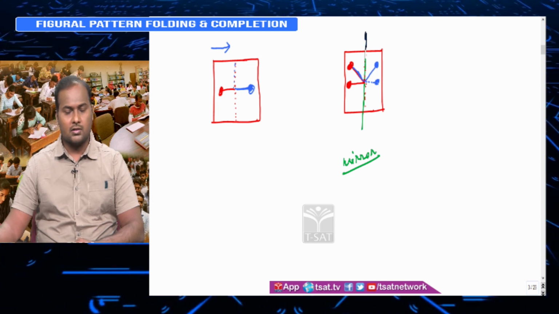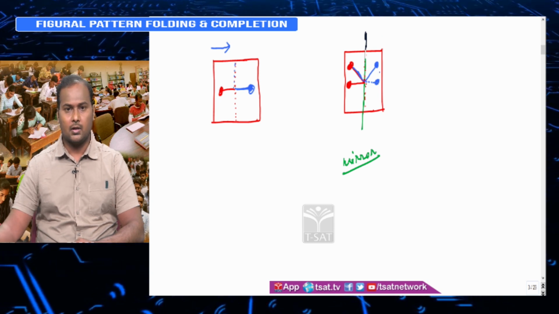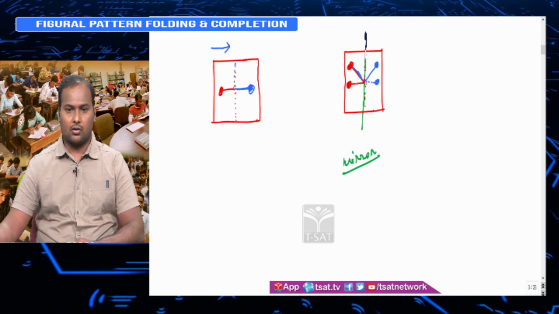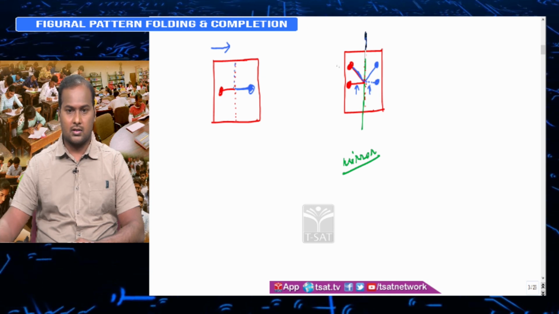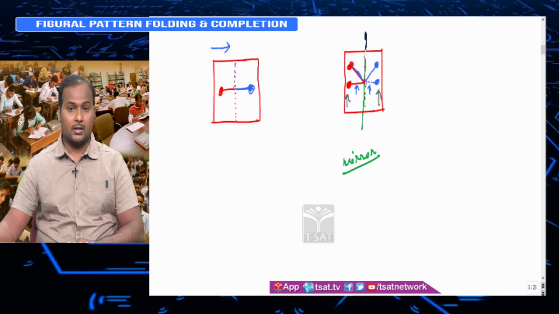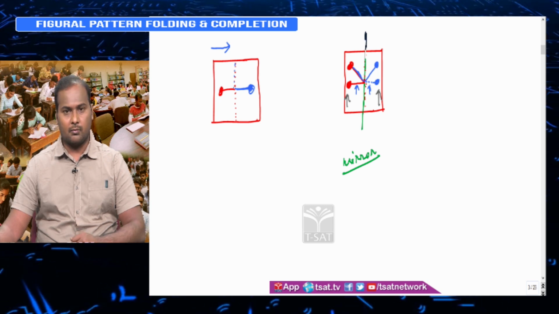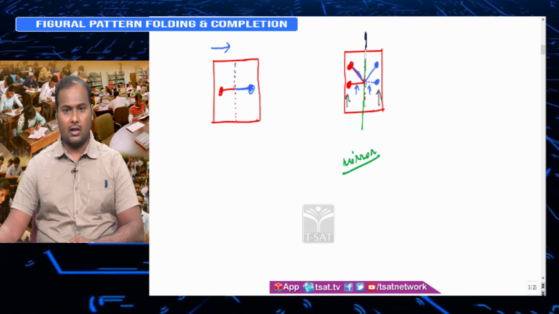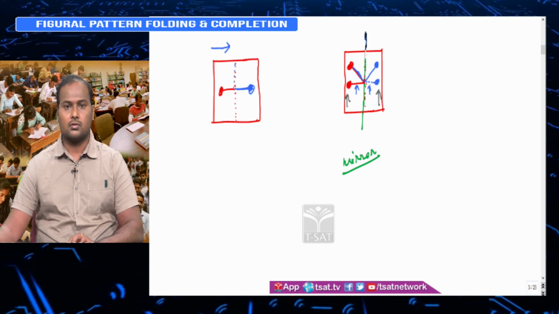So this mirror image is also a kind of paper folding. Whatever dotted line is given, whatever is near the dotted line, keep it near. Whatever these knobs are away from the dotted line, keep them away, because this dotted line is the mirror. So simply remember, in case of mirror images or paper folding, whatever is near the dotted line, keep it near. Whatever is away from the dotted line, keep it away. Based on this, we'll try to solve some questions.